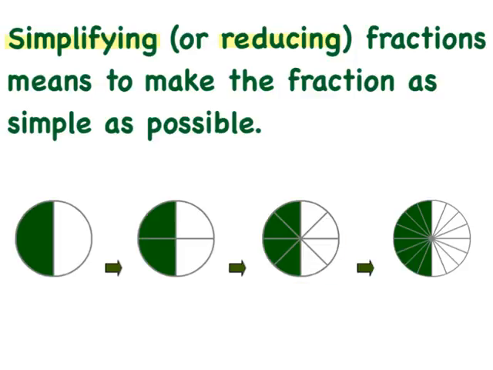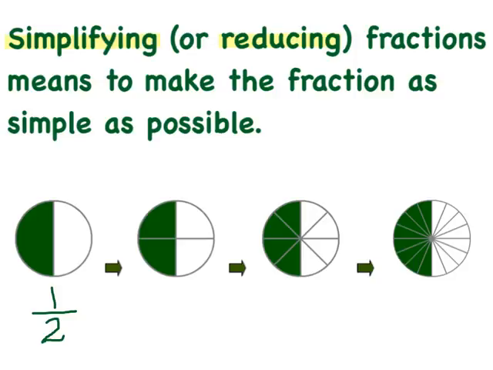So down here I see some circles. And most of the time I refer to these as pizzas. I want to look at the first one, and I see that that particular pizza is cut into 2 pieces. So if I were to write that as a fraction, my denominator would be a 2, and I have shaded in 1 piece.